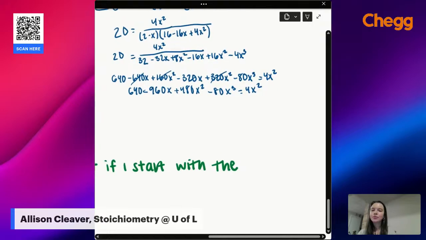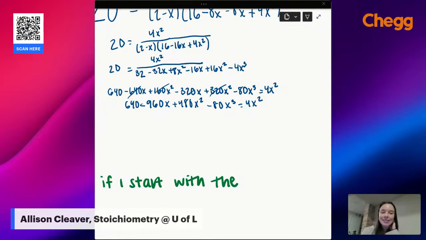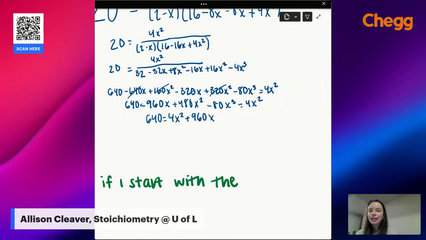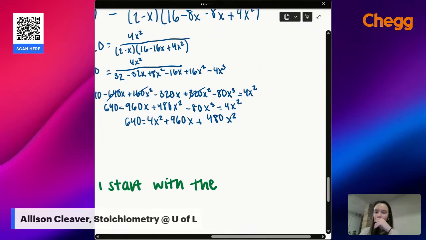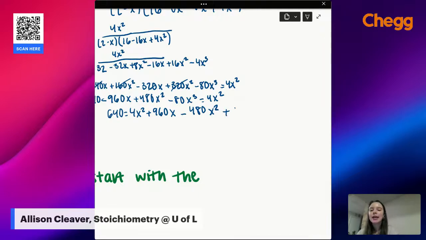All right, perfect. Now we want to get all of our x's to one side and all of our non-x's to the other. So I'm just going to do 640 equals 4x squared plus 960x, plus, or no, that's a minus 480x squared because I'm subtracting from the left to the right, plus 80x cubed. We can simplify that again. We get 400 equals negative 476x squared plus 960x plus 80x cubed.